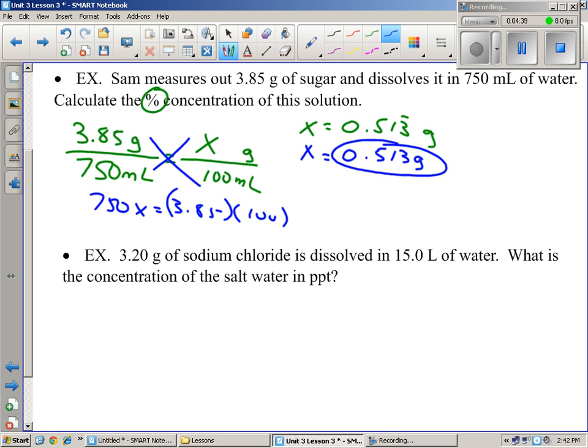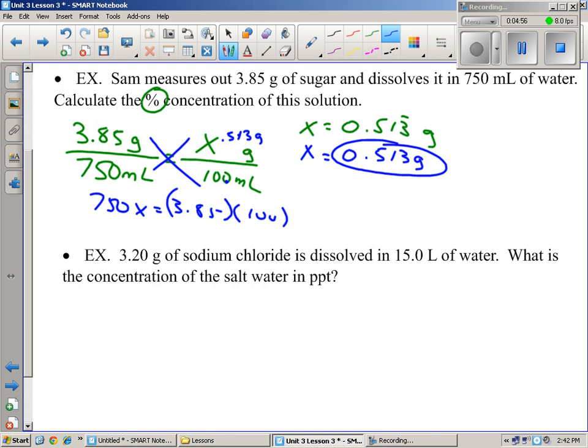You may also see this as an option for an answer, though, especially with multiple choice. Okay? It says calculate the percent concentration. Remember, when you solved this, it was 0.513 grams in 100 milliliters, right?